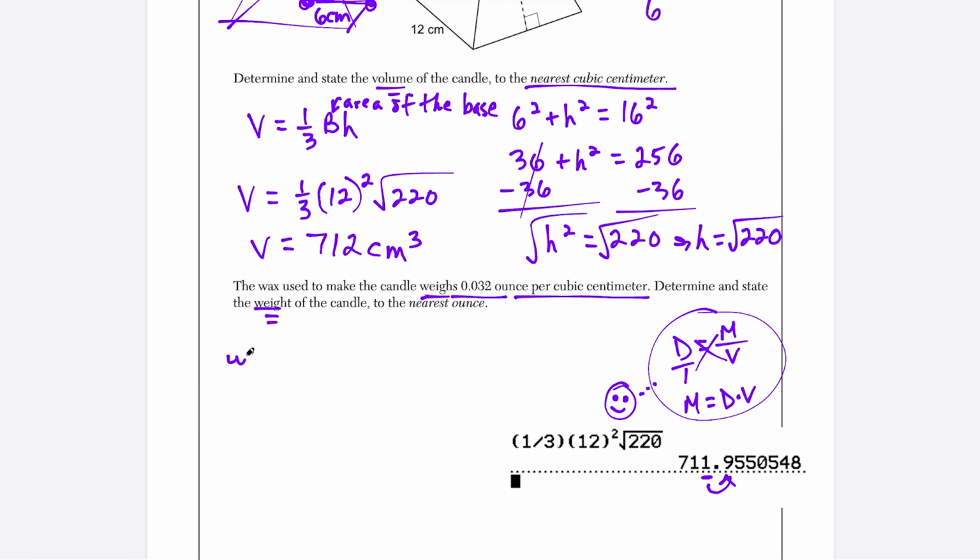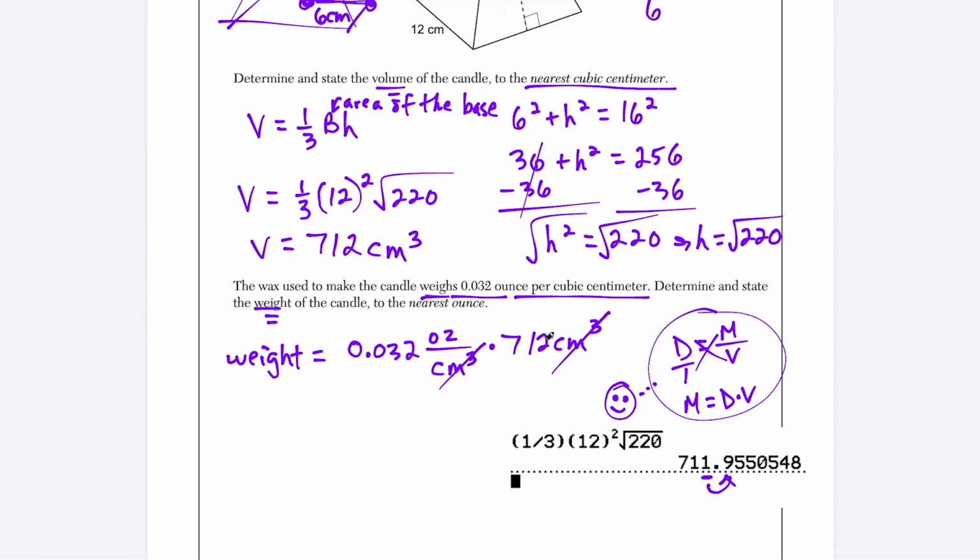We're going to say that the weight of the candle is equal to, and we're doing the density is 0.032 ounces. I'm going to write OZ, and then per cubic centimeter, I'm putting over centimeters to the third power like this. And we're going to multiply the density by the volume. And the volume we just found in the previous section here was 712 cubic centimeters. So we're using our value from before. And now from here, notice the units cancel out. That's why I like to write the units in for questions like this. So you can see how the units cancel.